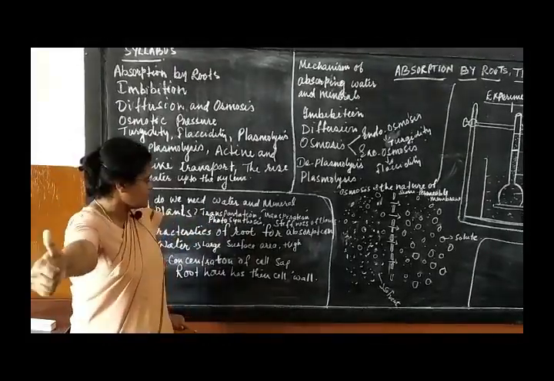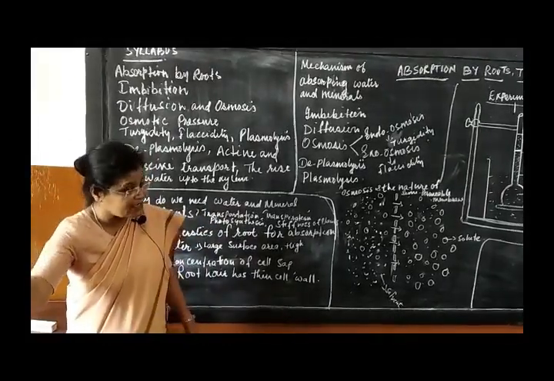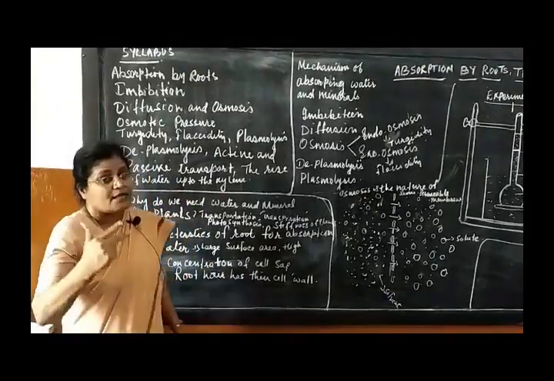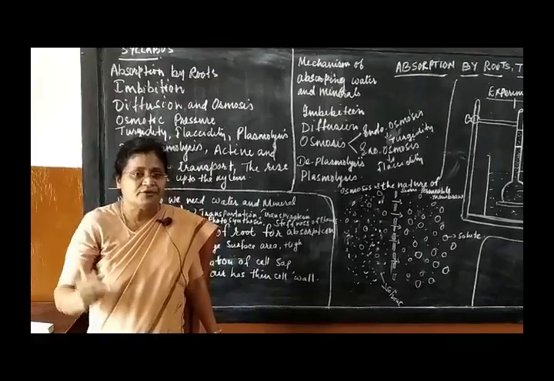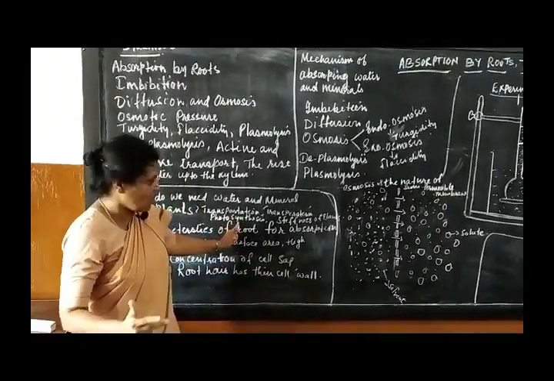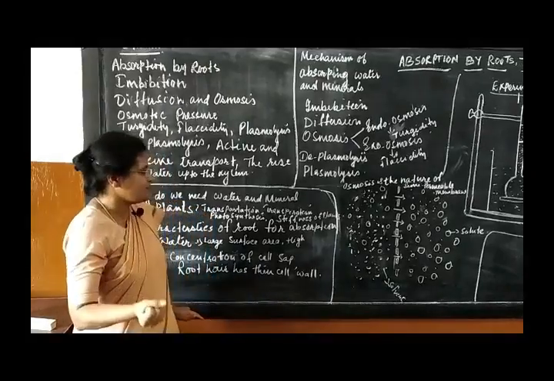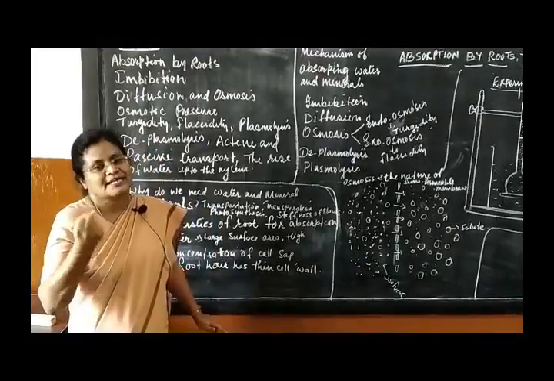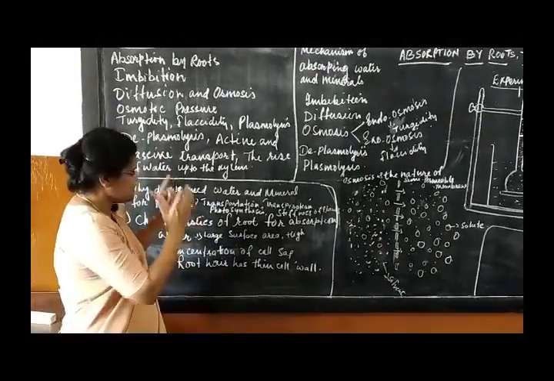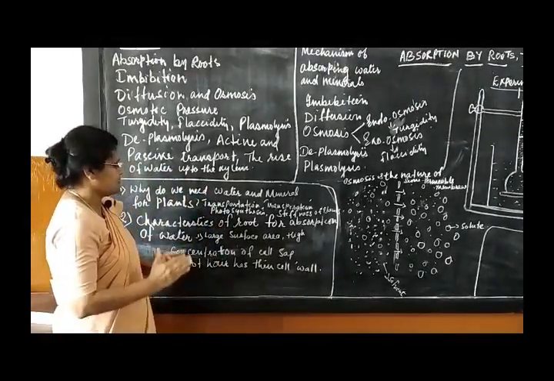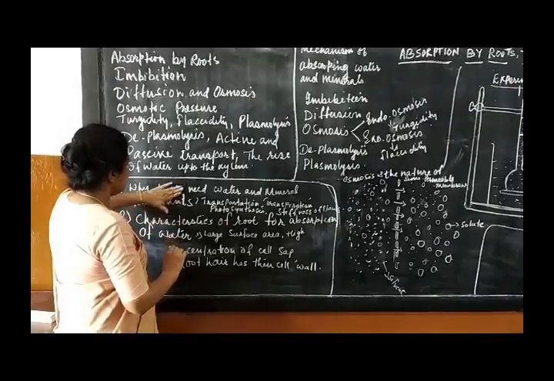Number 1, for transportation or translocation. Number 2, for transpiration. Number 3, one of the raw materials needed for photosynthesis is water. Number 4, it brings about stiffness to the plants. The presence of water brings about stiffness to the plants. So, these are the 4 main reasons why the plants need water and minerals.